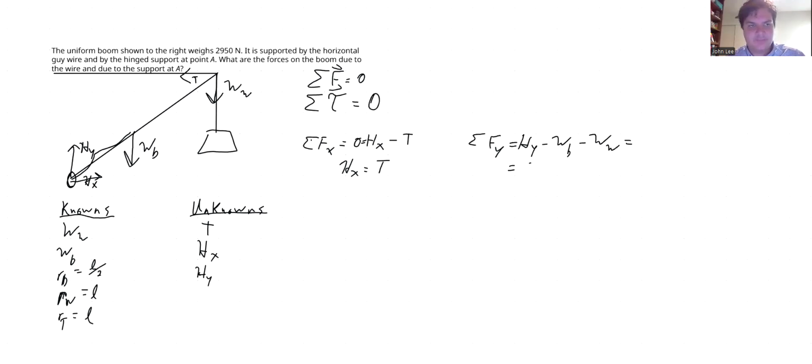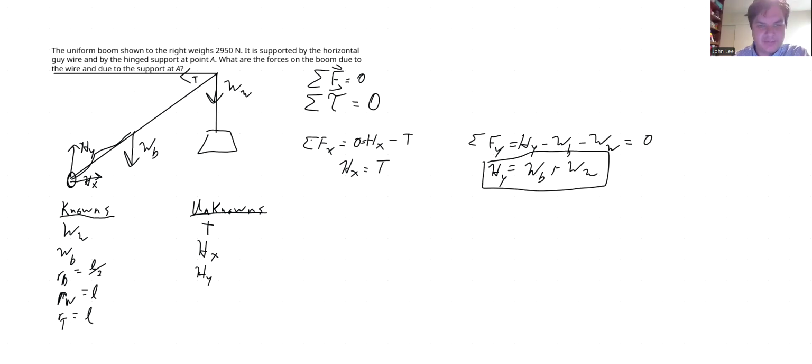Therefore, Hy is going to be equal to the weight of the beam minus the weight of the weight, rather plus the weight of the weight. So we've already solved for one of our three unknowns without doing any sort of algebra whatsoever. We just set up the fact that the Fy has to be equal to each other, and that gave us the force of H in the Y direction. But what is H in the X direction and what is T?